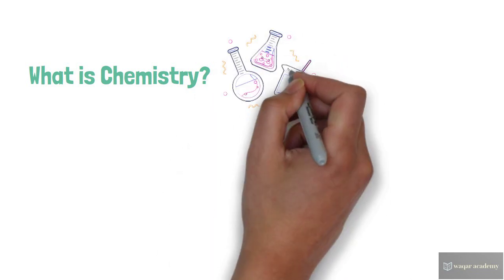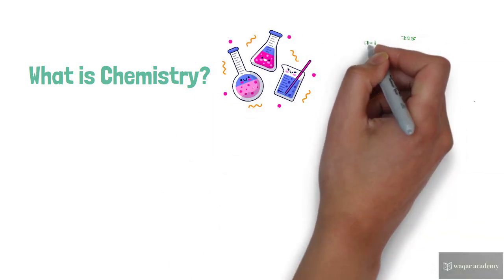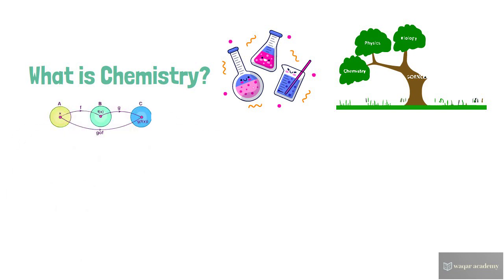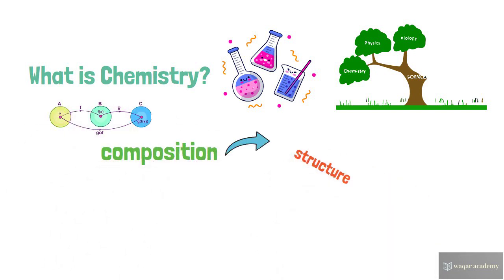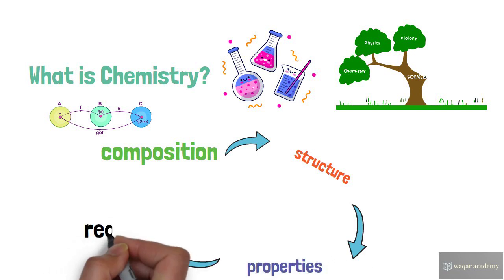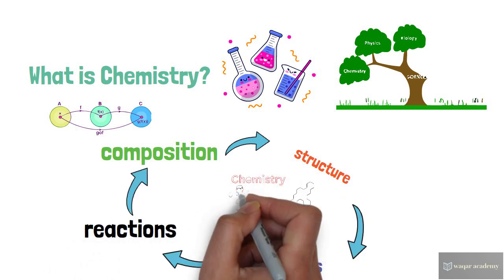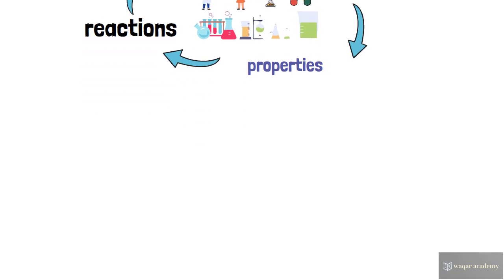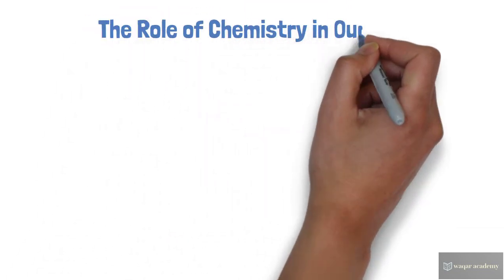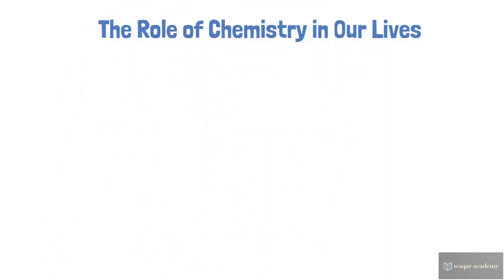What is chemistry? Chemistry is a branch of science that focuses on understanding the composition, structure, properties, and reactions of matter. It plays a crucial role in every aspect of our lives, from the products we use daily to the environment we live in. The role of chemistry in our lives.